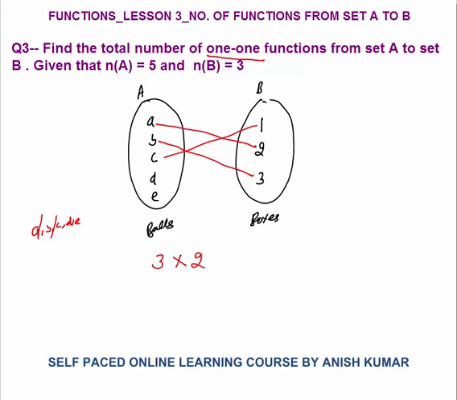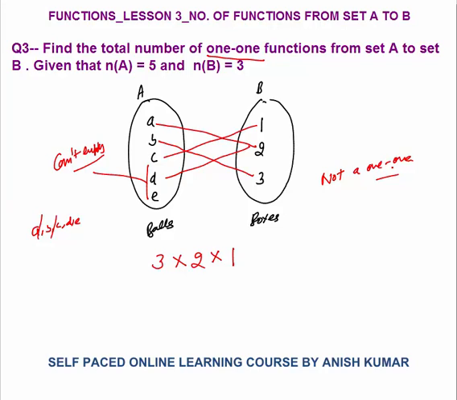Now 2 balls are left, D and E. They have to be put in some of the boxes. You can't keep them empty, because the basic definition of a function says that each and every input should have an output. So you can't keep D and E empty. You have to make it a function. So definitely D will go to one of these boxes. Let's say D goes to 2. So this will not be a 1-1 function. You can't make a 1-1 function.